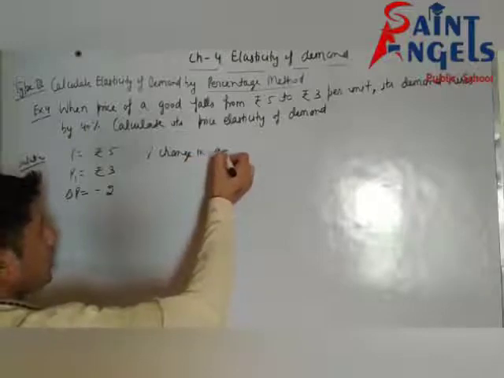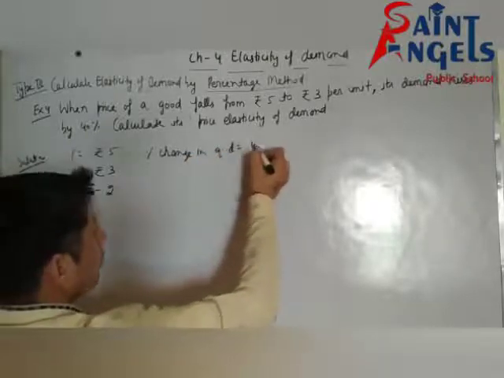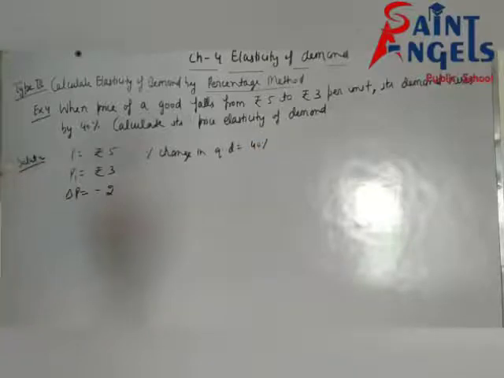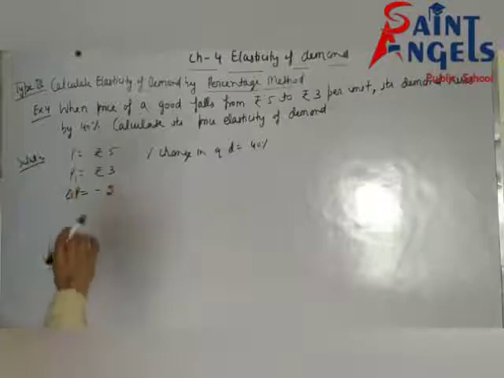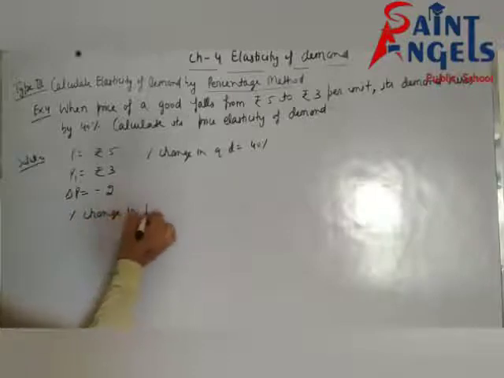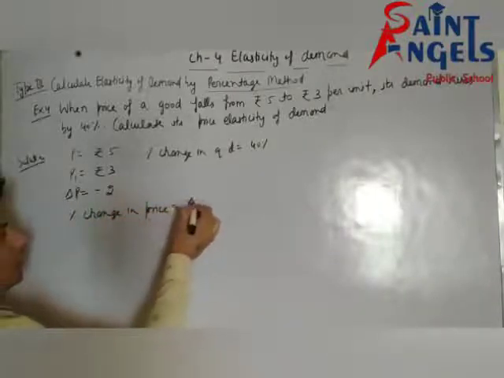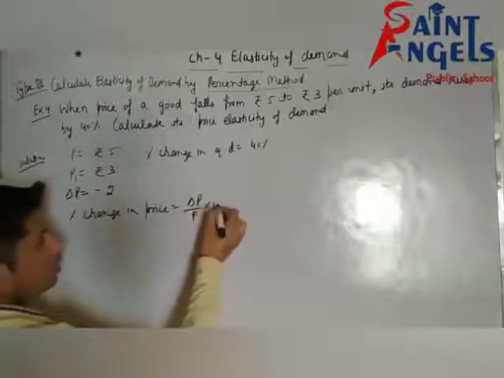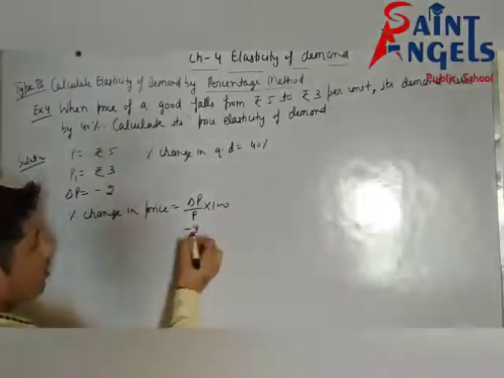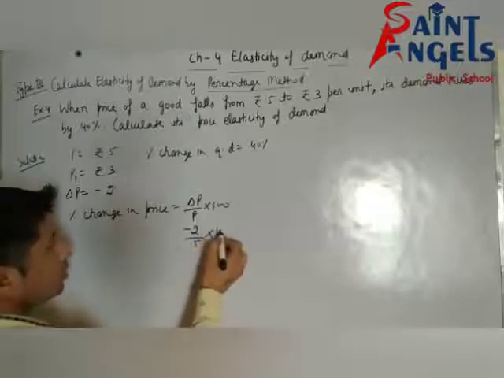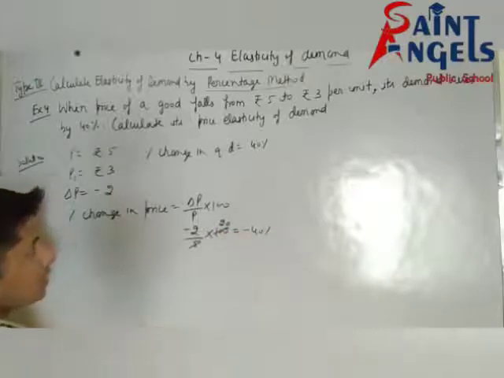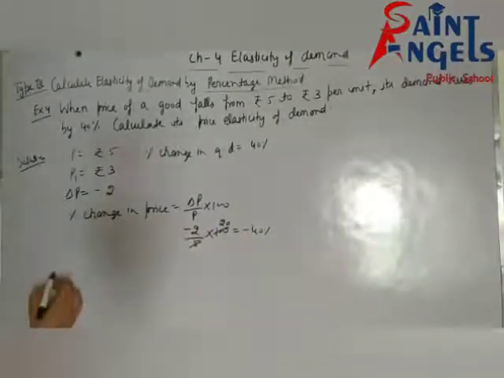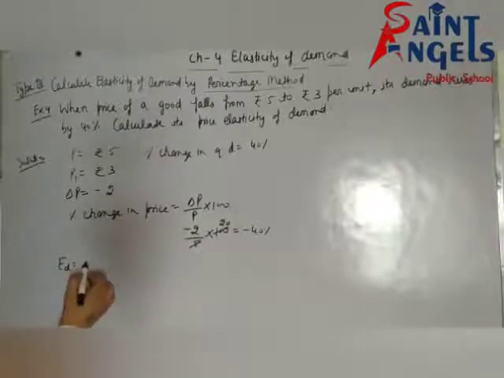Percentage change in quantity demanded means 40%. See, now find percentage change in price with the help of this. Percentage change in price is delta P divided by P into 100. Delta P means minus 2, P means 5, into 100, means minus 40%. Minus 40%.